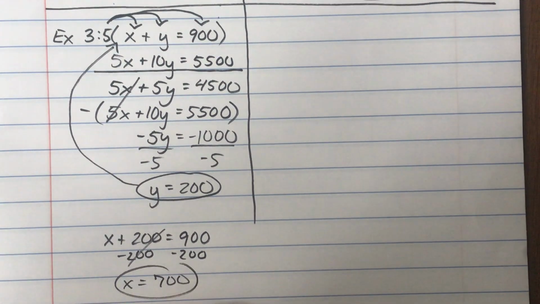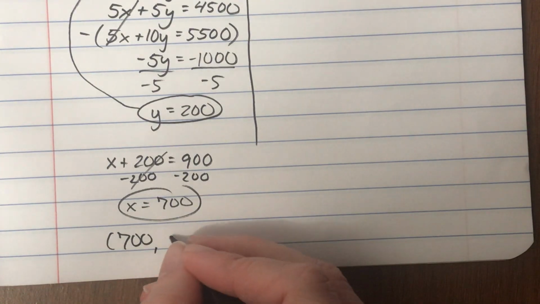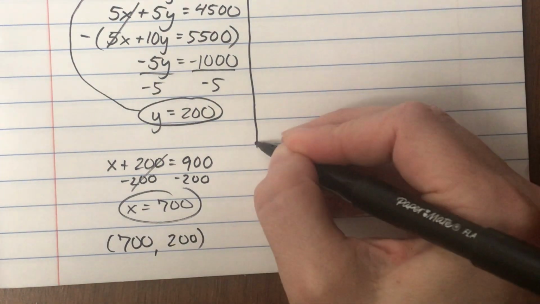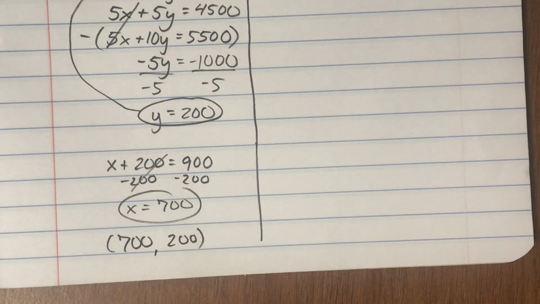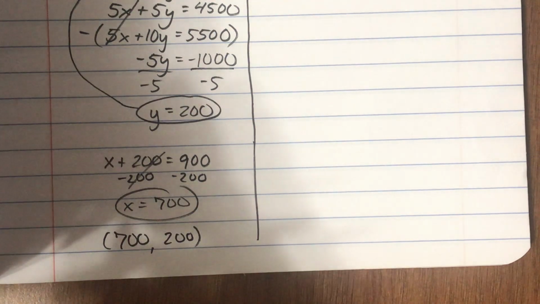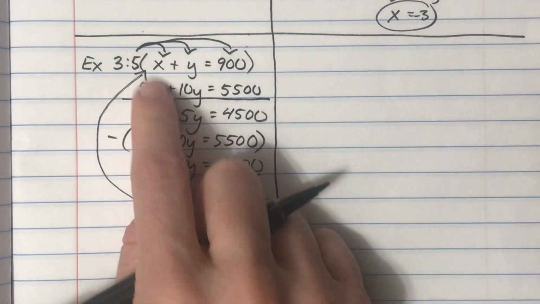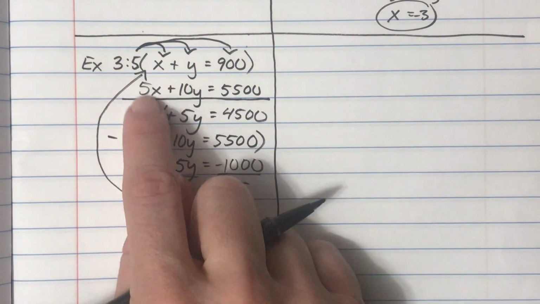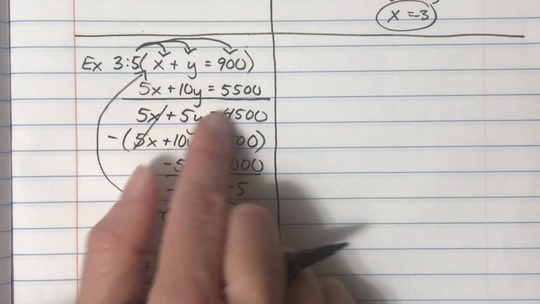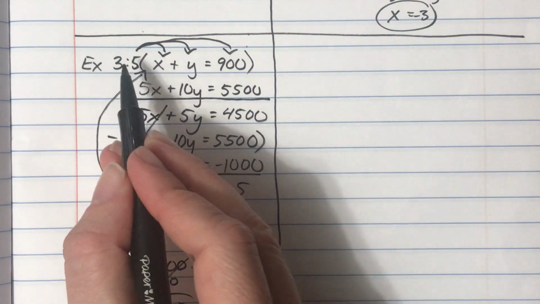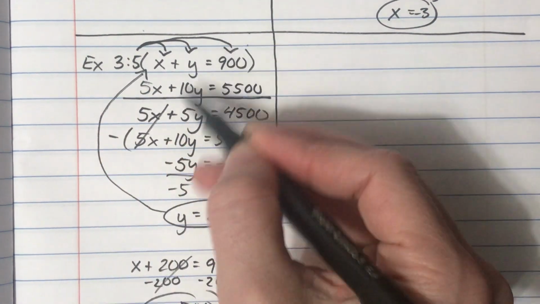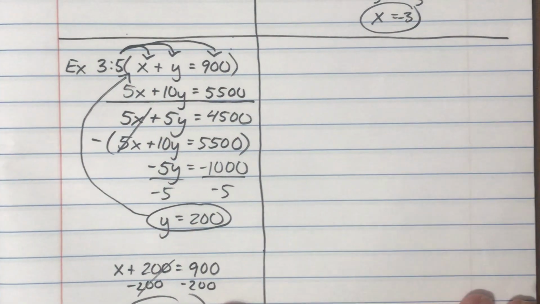So we have the coordinate 700 and y was 200. Which makes our equation work out very nicely. So the goal here, if you do not have the same coefficient in front of one of the variables, you can force it to be the same. Now, we could have multiplied this top one by 10, and we could have eliminated the y just as easy. It would have come out to be the same answer.